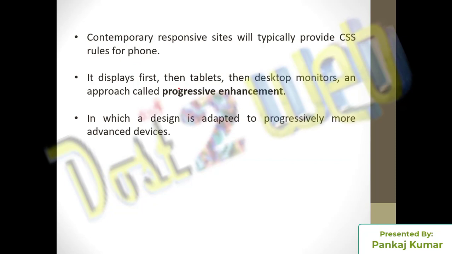And this responsive site typically will provide the CSS rules especially for your smart devices, displayed first, then tablet, then desktop monitor. This approach is called progressive enhancement, in which a design adapts progressively to more advanced devices. Nowadays all the devices are advanced devices, and it will be adopted accordingly.